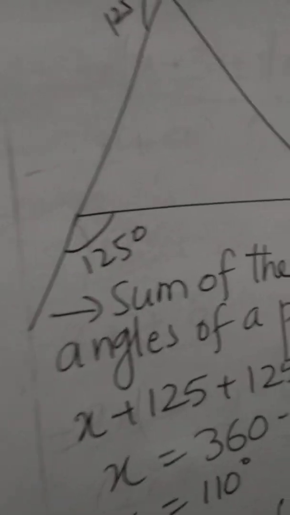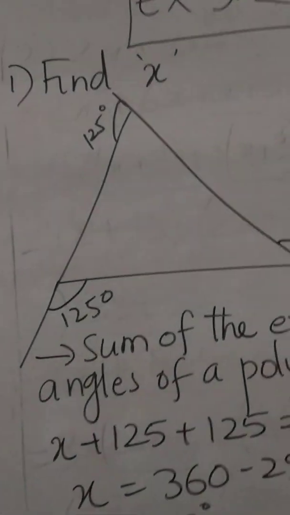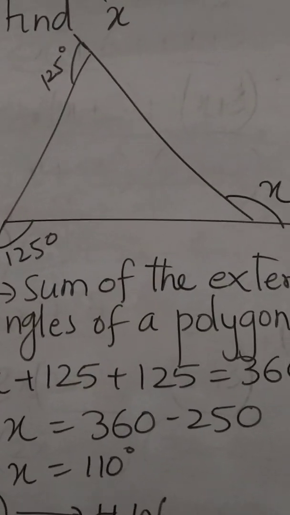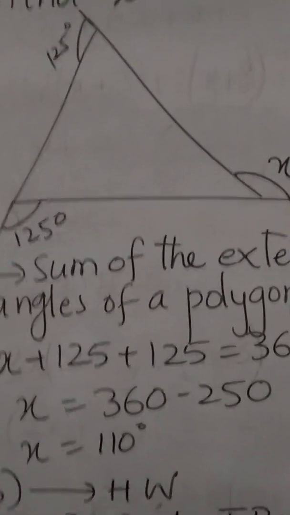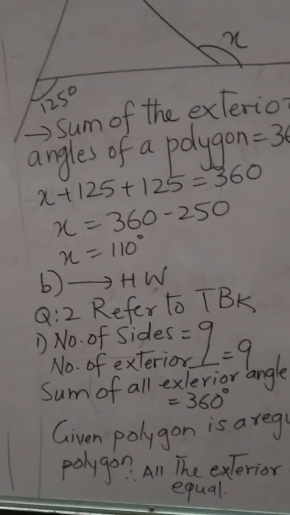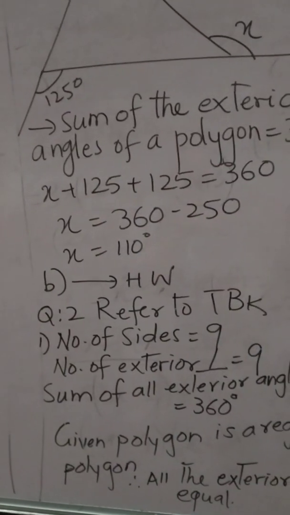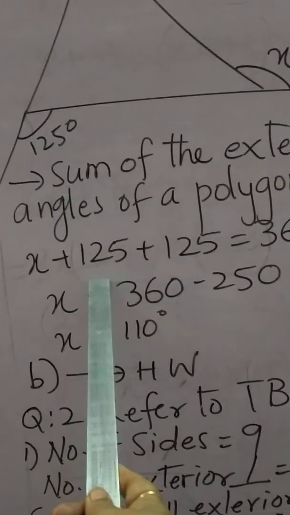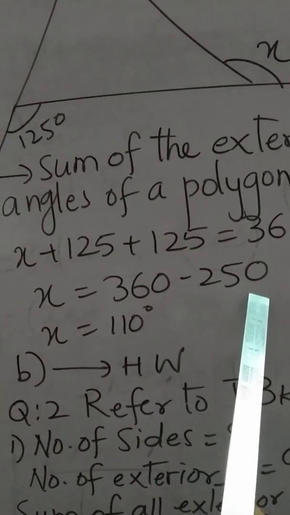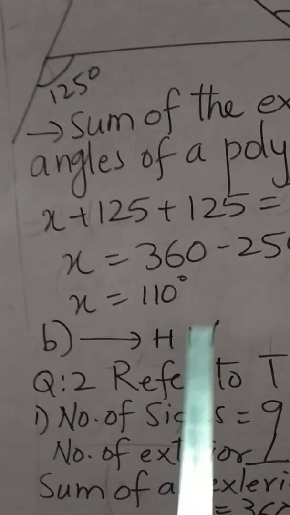Now we go to 3.2. Very easy exercise. See the figure. You see all the exterior angles are given and x we have to find out. Okay. Now we know that the sum of the exterior angles of a polygon is 360 degrees. So x plus 125 plus 125 is equal to 360. So x will be 360 minus 250. x is 110. B is homework.